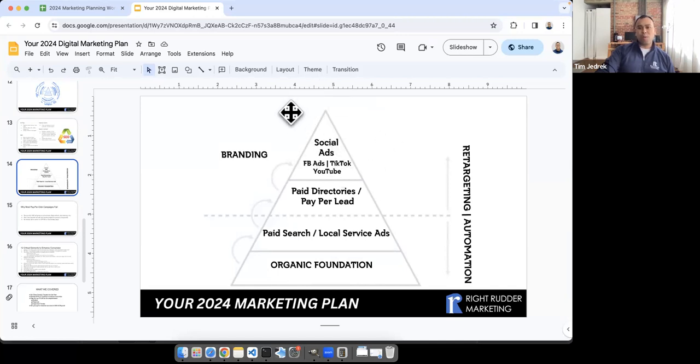A lot of people put all their money in the top without laying the foundation down. That doesn't really drive leads, because they'll see your ad on Facebook, then they go to your website, and they see that there's nothing there. They're not going to convert very well. So making sure that's in place helps a lot. We really have to start with the website and with the SEO.